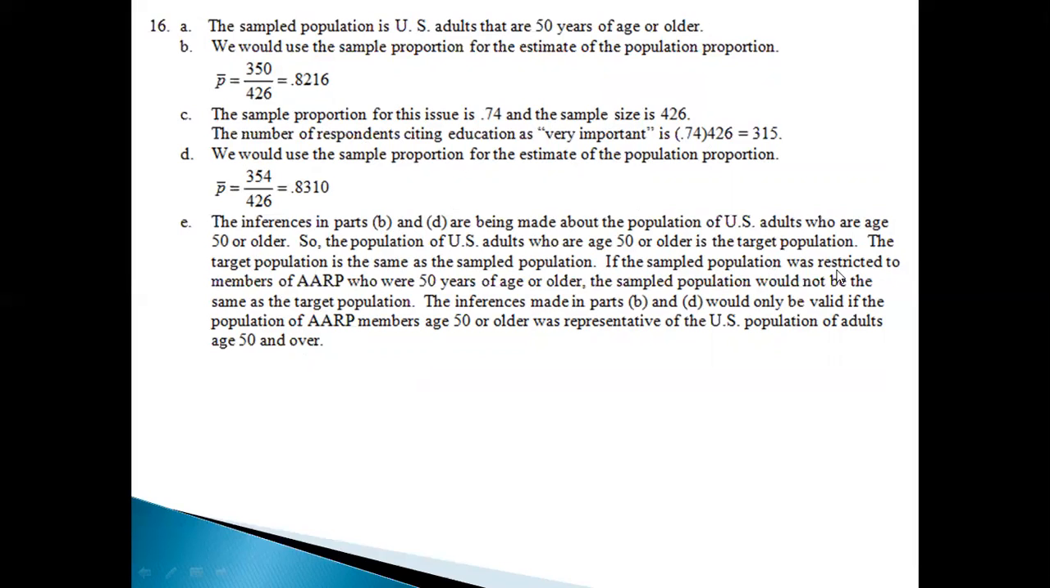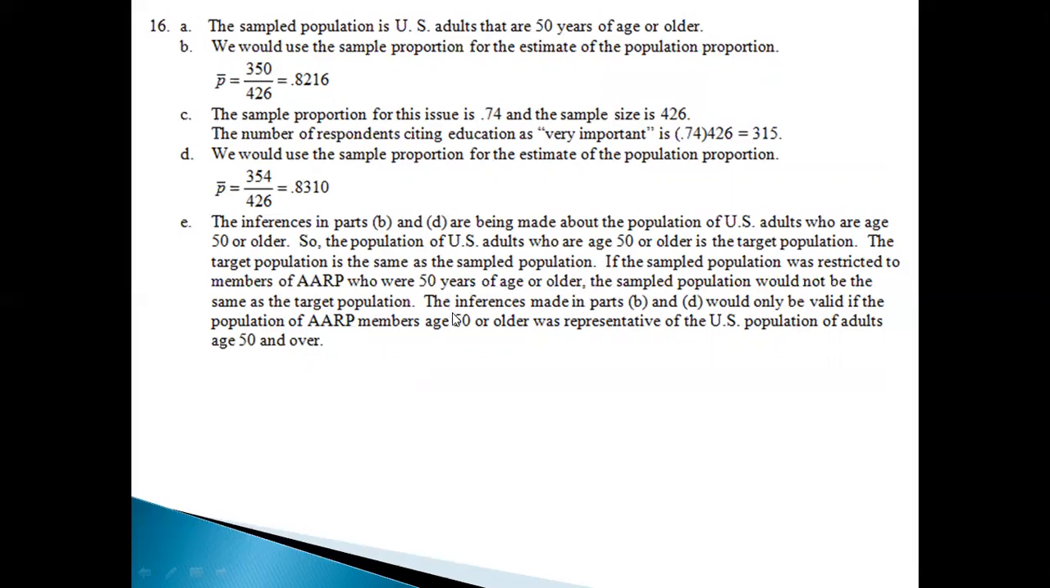Now if the sample population was restricted to the AARP members who are 50 years of age or older, then our sampled population would not be the same as our target population, because now we only have that they have to be AARP members who are 50 and older, and that might not be the same as the ones who are just 50 or older.